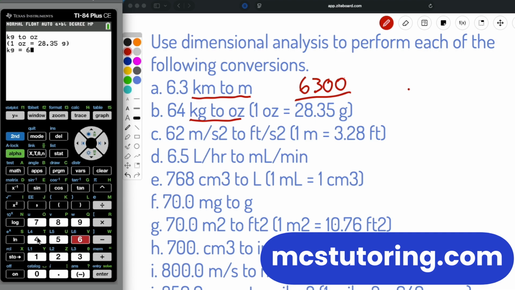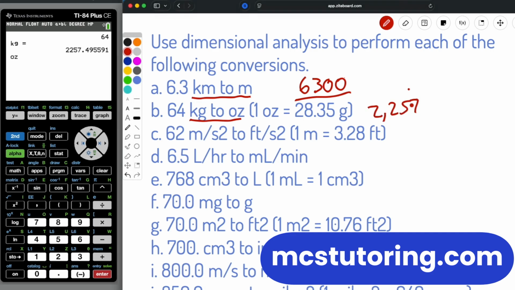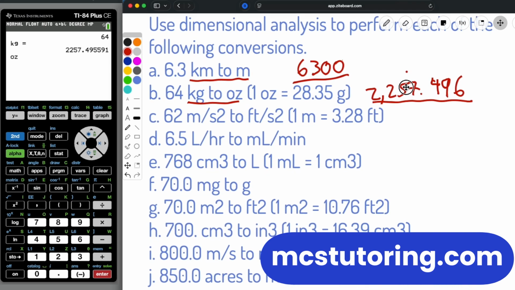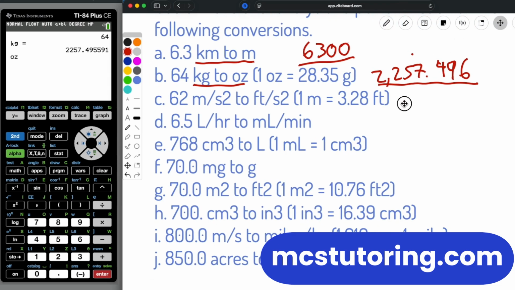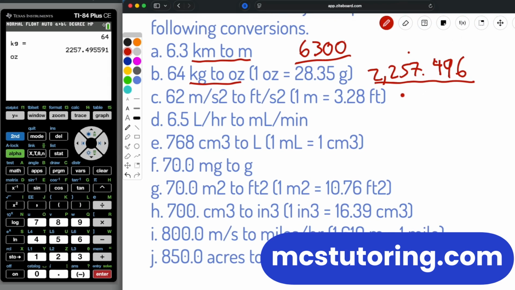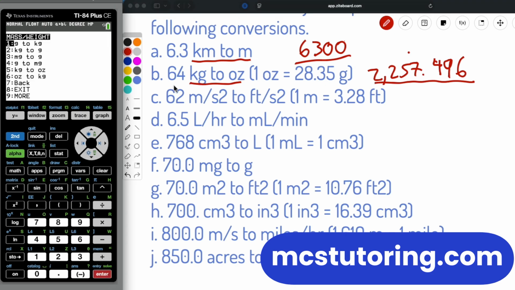So let's talk about this. Getting back, 64 kg, and it looks like it's 2,257.496. I don't know what your sig figs are in your class. That's something separate, but probably just 2, so probably 2,300 would be fine. But again, sig figs are near and dear to the hearts of physicists and chemists.